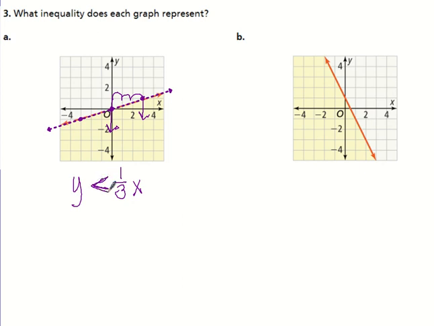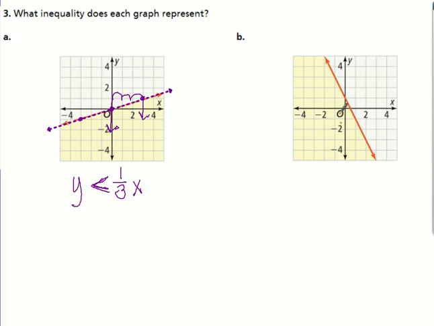So this would be our inequality. It'd be y is less than 1/3 x. It's not equal to because it was dashed. And then everything is less than the initial solution. All right, why don't you pause and try to do B? Okay, I want you to see if you can figure out B.